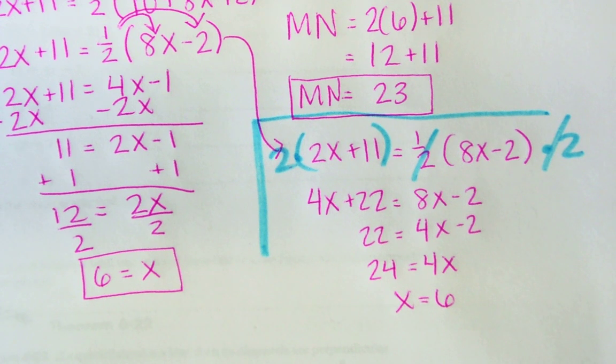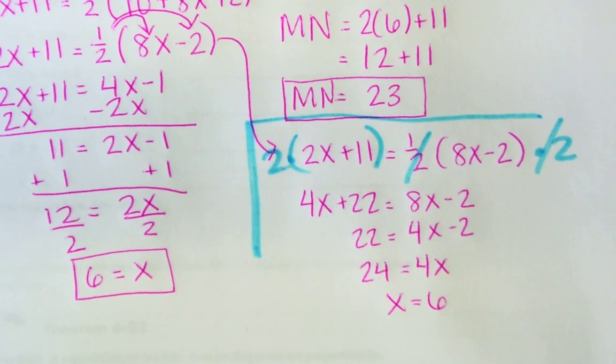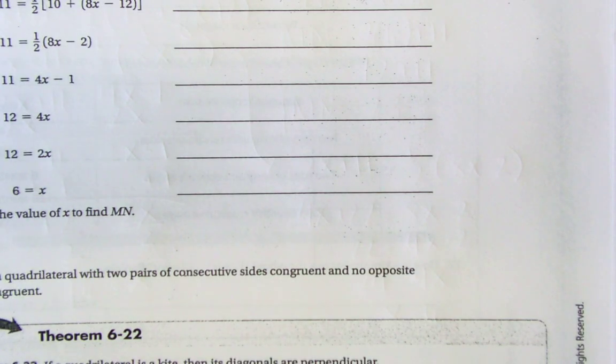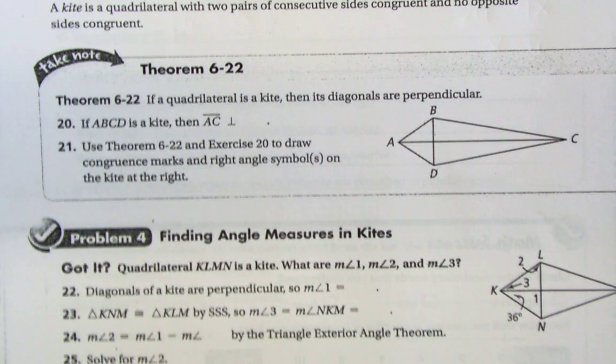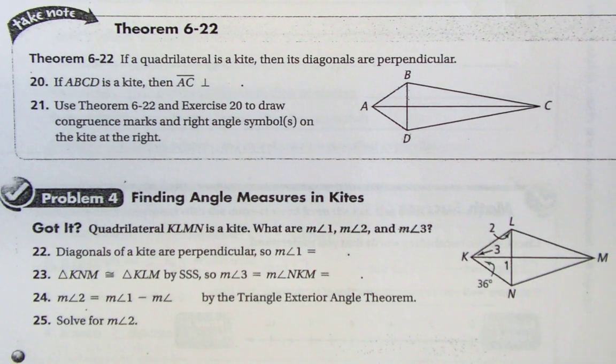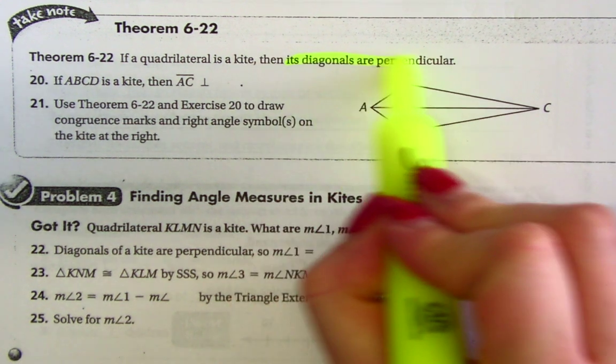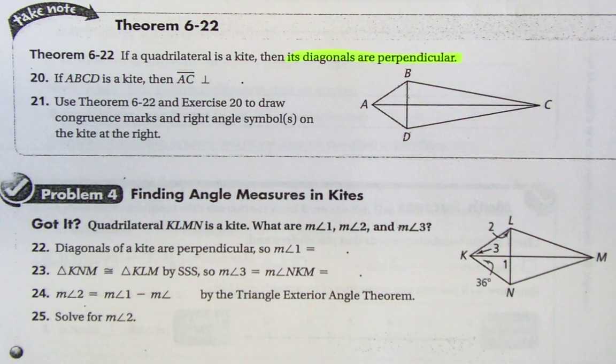All right, so all that being said, it looks like it's not going to shut off on me, so I'm going to keep going and see how far I can get. So that is problem number 3. Now I want to move on to the kites, because kites are a little bit different. They do not have any parallel lines. So basically, if a quadrilateral is a kite, the only thing that's super special about them is that their diagonals are perpendicular. And a kite looks exactly like you would think it would.